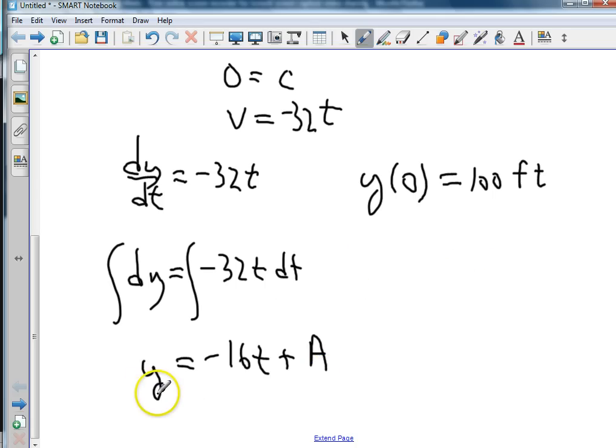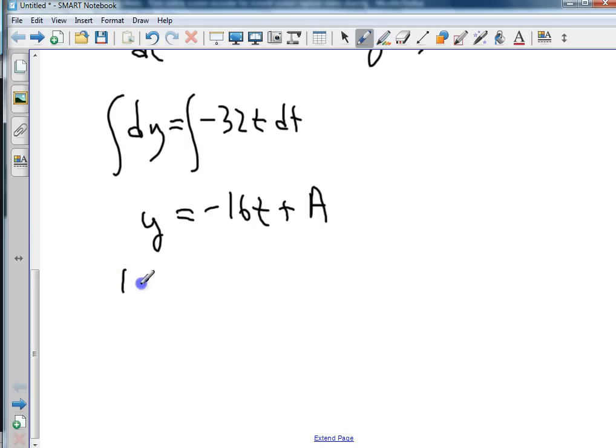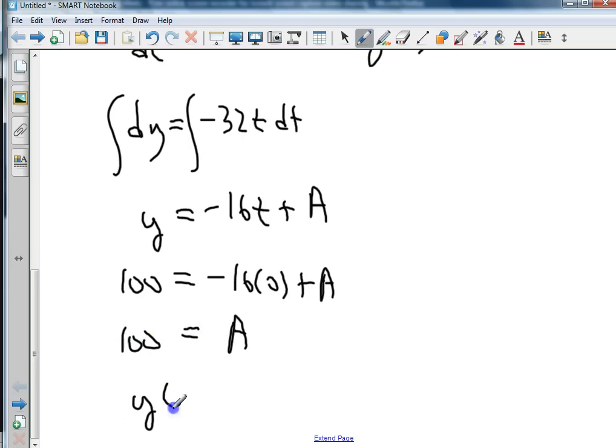I know that y is 100 when t is 0. Okay. So plug in 100 and plug in 0. And what is a this time? What's the constant of integration this time? A is 100. So now you get that y of t is negative 16 t squared plus 100.